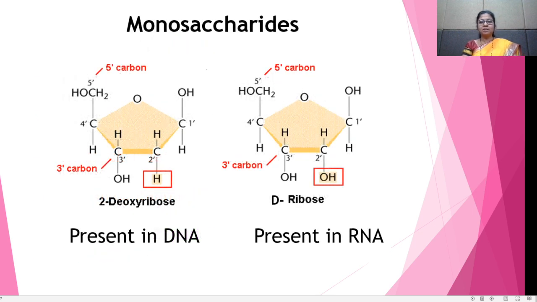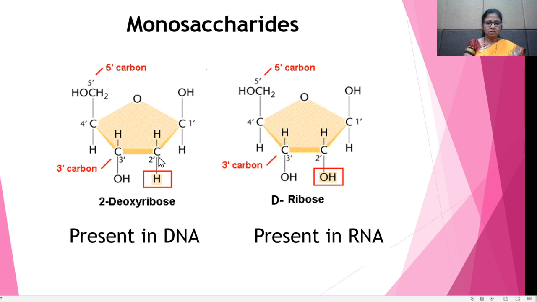Now see which type of monosaccharides are present in the nucleotides. The five-membered ring containing one oxygen atom is called the furanose ring. This is the furanose ring. And this type of monosaccharide is called 2-deoxyribose sugar, which is present in the DNA. DNA contains the 2-deoxyribose sugar.